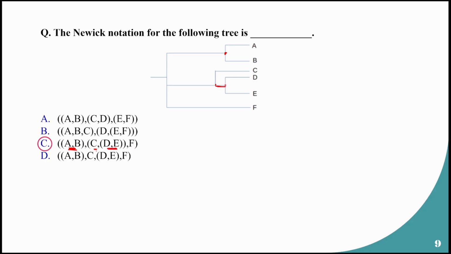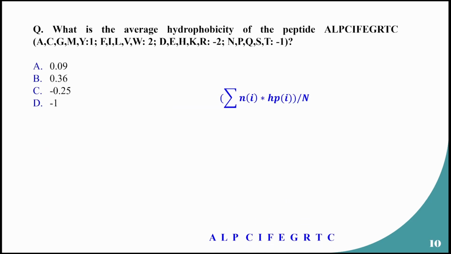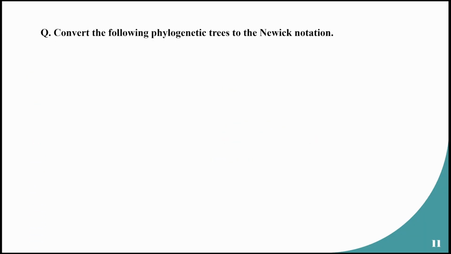So let's put C inside another parenthesis with D and E, and then this particular common point and this F are connected together, right? So we again put a parenthesis, including A, B as a separate point, C, D, E as a separate point, and then F as a separate point, and that's how we get Newick notation, right? So Newick notation was calculated, and some hydrophobicity indices were calculated.